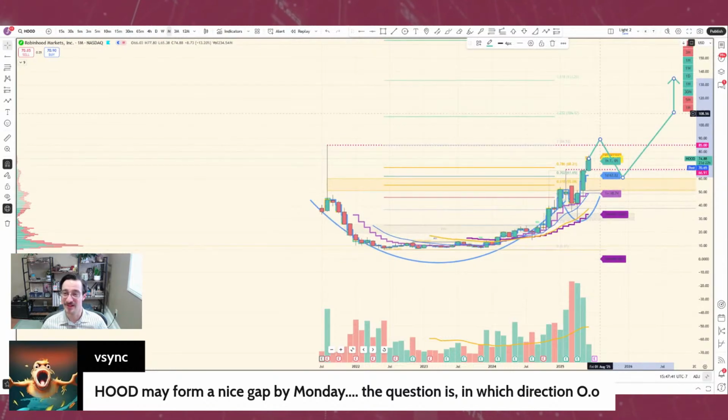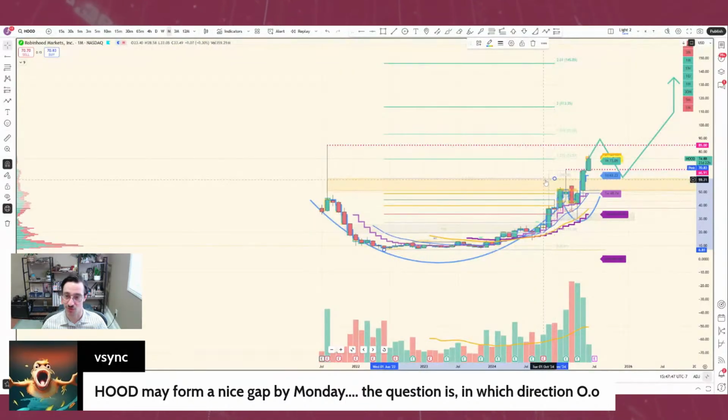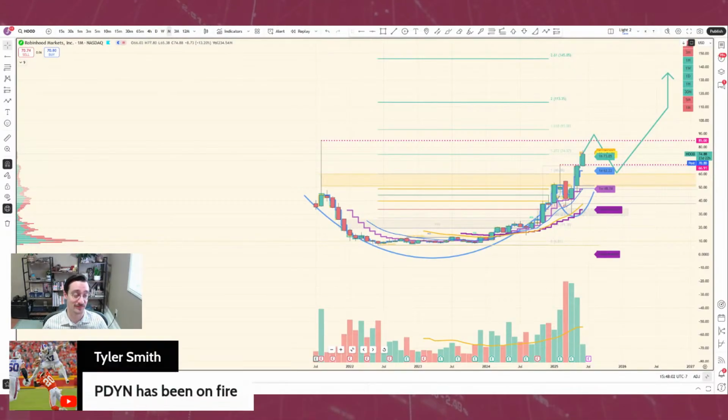So long-term targets, 100's obvious. I think 120 is very notable. I think my level on my other charts is right about here. And yeah, something around 115 to 120 is what I'm looking for here. It's a beautiful chart, amazing stock. They make money off volatility. There's going to be plenty of volatility. I love Hood. Couldn't say enough good things about it.